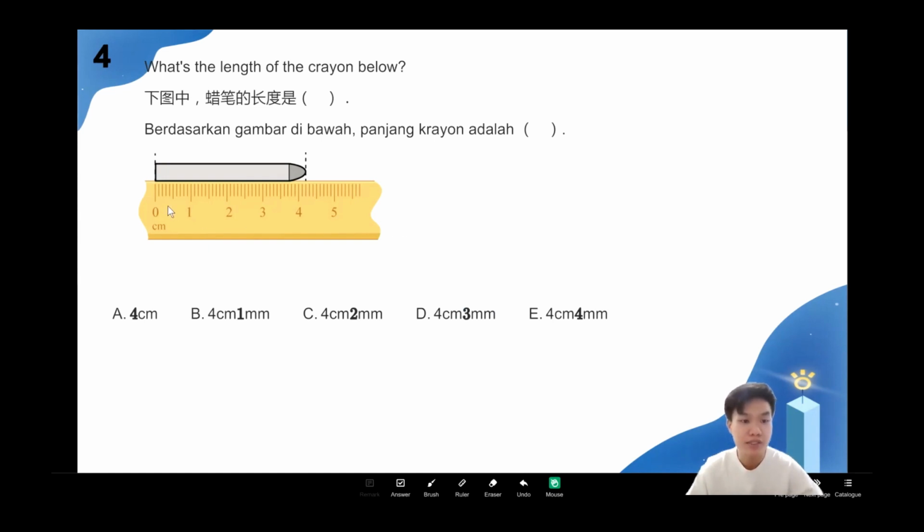For question number 4, what's the length of the crayon below? Let's take a look at this ruler. It is 1 centimeter, 2, 3, 4, and 2 more millimeters. Therefore, it is 4 cm and 2 mm. C.